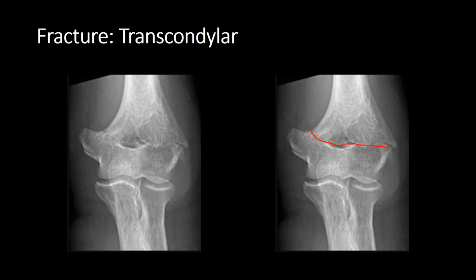Here we have a transcondylar fracture. If you remember from earlier, this is the adult equivalent of a supracondylar fracture, and so therefore both condyles are involved. Here we have our medial epicondyle, and over here we have our lateral epicondyle, and we have a transverse fracture that bisects both and passes through the olecranon and coronoid fossae.